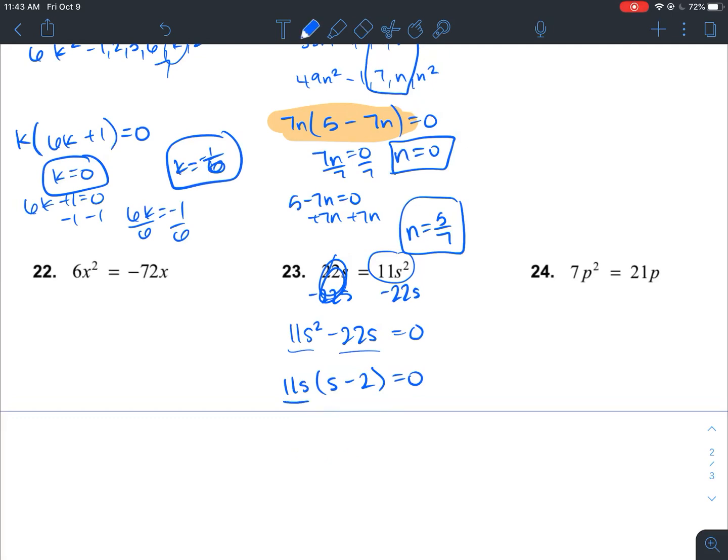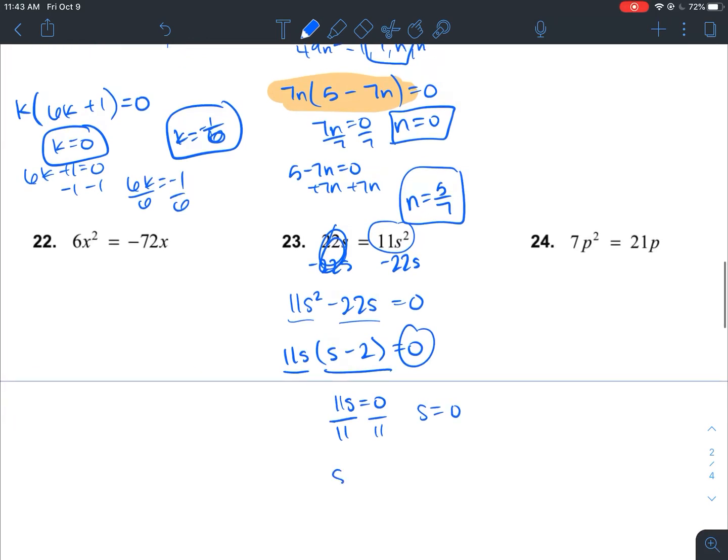So now I have two factors, and they're equal to 0, so use the zero product property. So I have 11s, and that equals 0. Divide by 11, s is equal to 0. Now I take the other factor, s minus 2, set it equal to 0, add 2, s is equal to 2. So right there, I have two solutions to my equation, and thus it is solved.